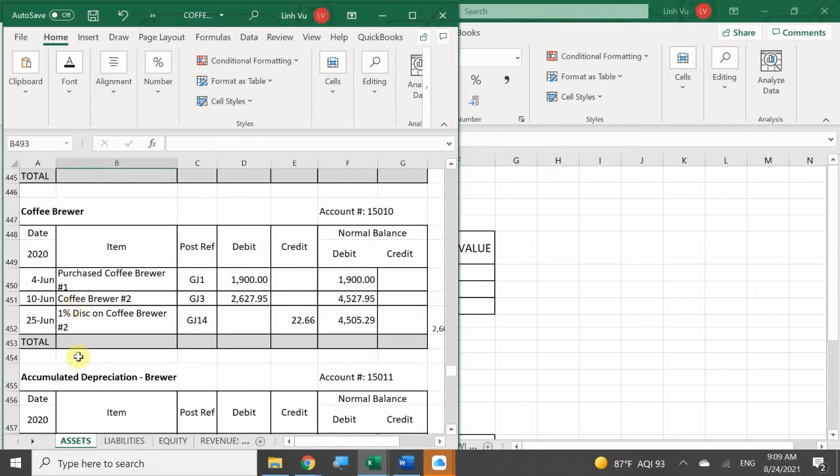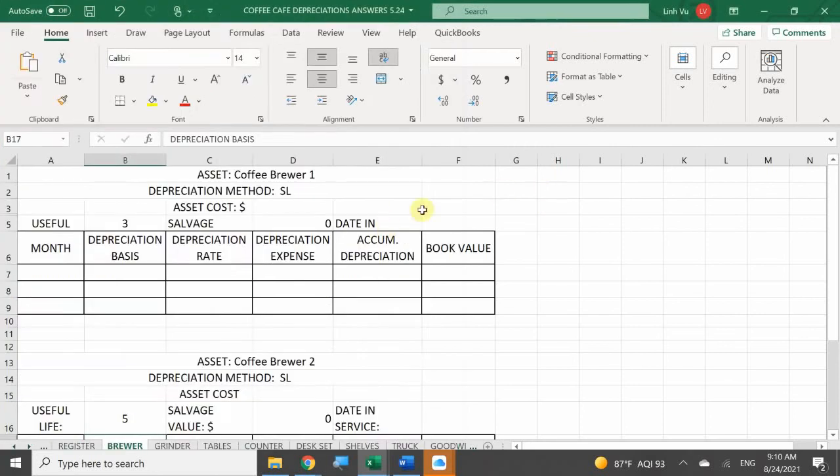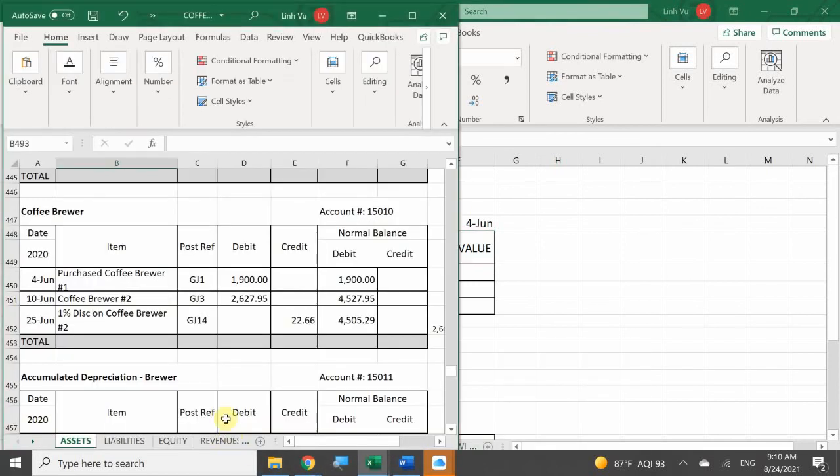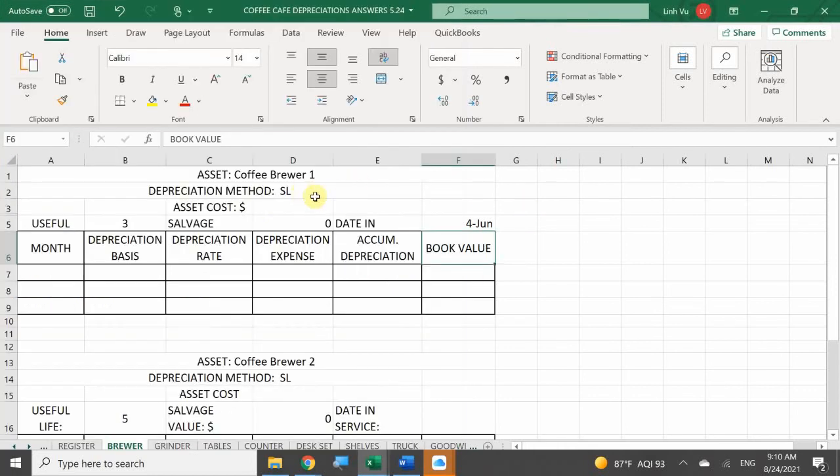So, when did we buy the very first coffee brewer? June 4th. Now, the assumption is when you buy it, you're going to turn it on and test to see if it works because you bought something from someone else. So that's the very first thing that you're going to do. So in this case, you've already placed it into service, June 4th. How much was the first coffee brewer when you originally purchased it? 1,900.